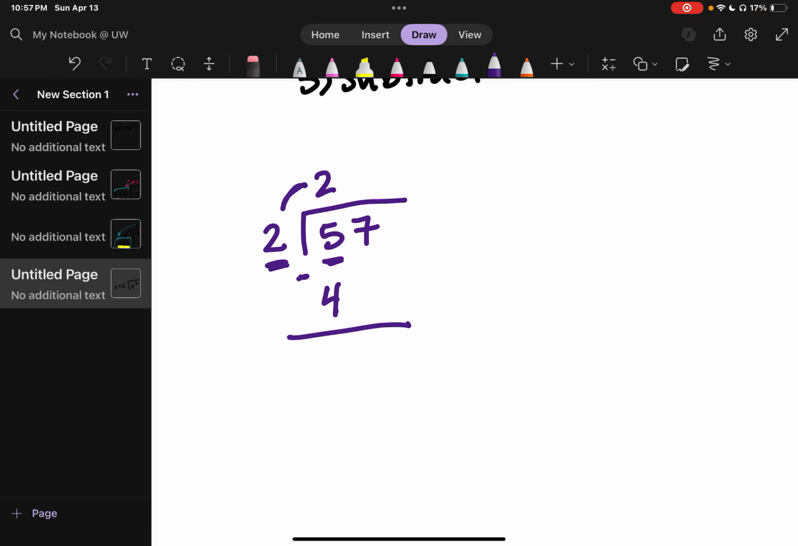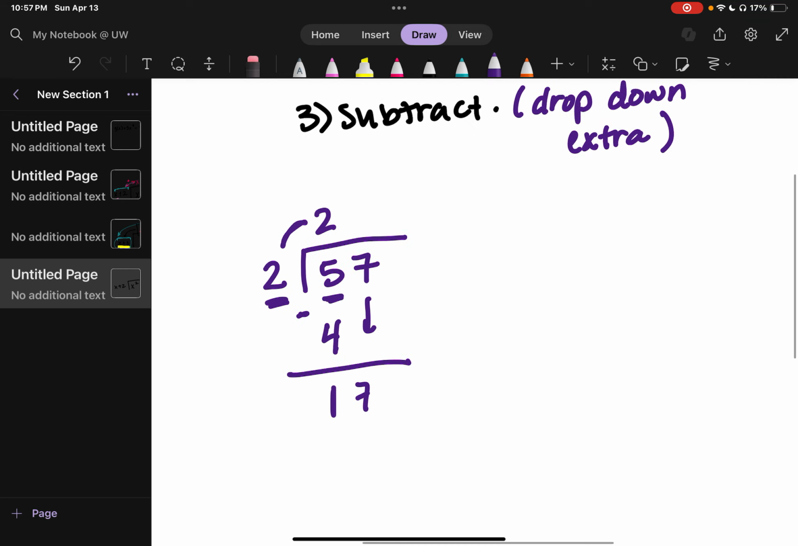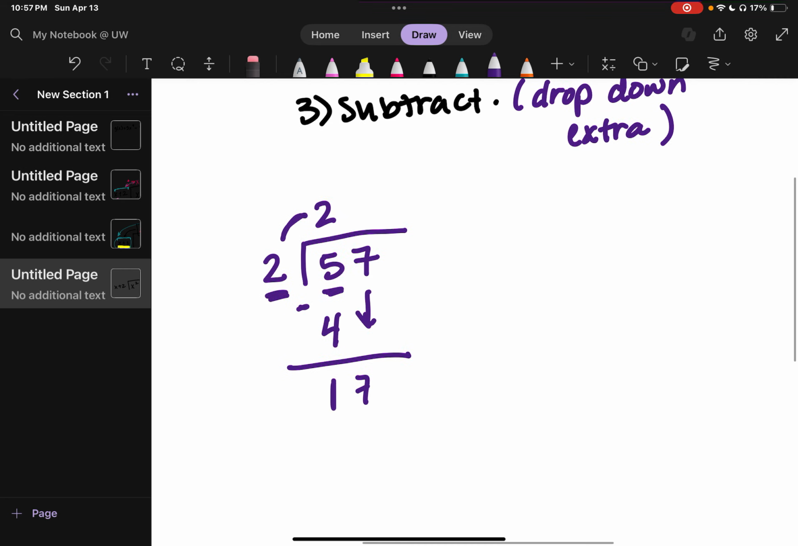You don't do 57, right? You do 5 minus 4, and you get 1. You drop things down, and you get 7. With subtraction, you should drop down extra numbers, extra numbers that you see down here. So 57, the 7 gets dropped, and this becomes 17, right? 17 divided by 2 is 8.